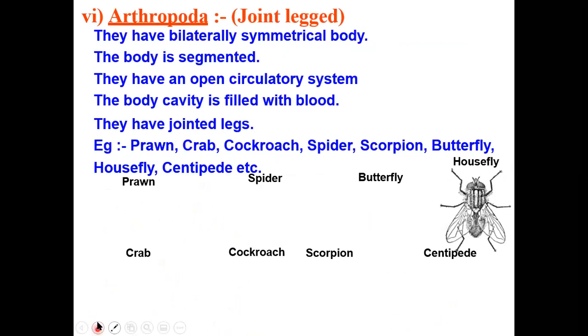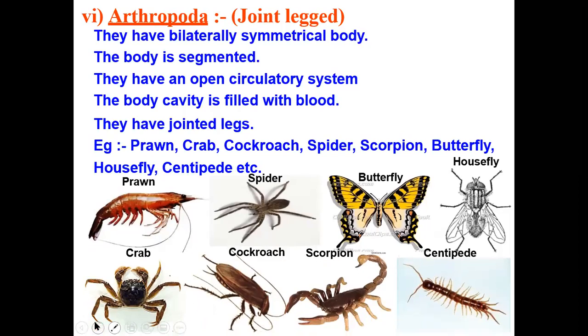Now we will discuss the arthropods. They have a bilaterally symmetrical body. The body is segmented. They have an open circulatory system. The body cavity is filled with blood. They have jointed legs. The meaning of the word arthropod is jointed leg. So this is the important feature of this phylum. The examples are prawn, crab, cockroach, spider, scorpion, butterfly, housefly, and centipede.